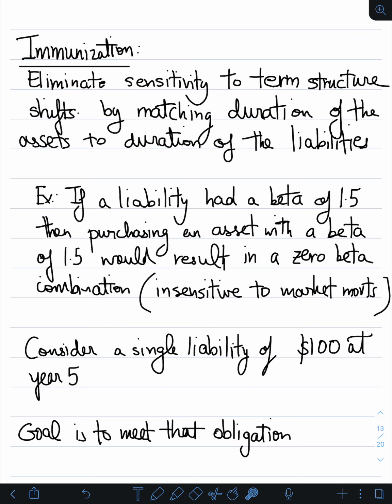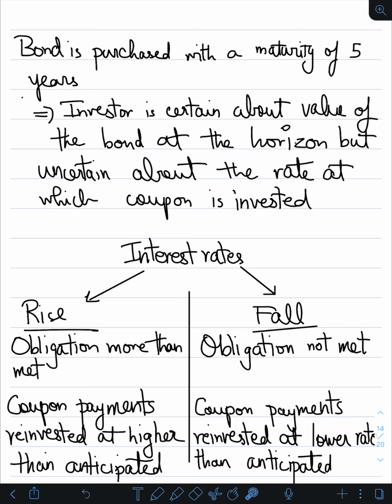So similarly is what you do with duration, because remember, if beta measures sensitivity to the market, then duration measures the sensitivity to interest rate changes. So let's assume we have a single liability of $100 at year 5. Okay, we need to pay off $100 at year 5. So what's our goal? Our goal is to meet that liability, right? To meet that obligation. So what can we do? Let's say we purchased a bond with a maturity of 5 years. Okay. Now, along the way, we are certain about the value of the bond at the horizon, which is, okay, I know what the bond is going to give me at the 5-year mark.